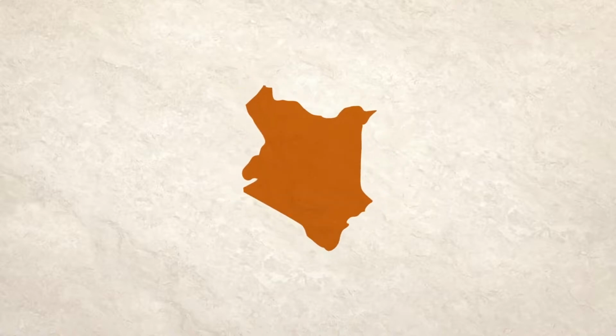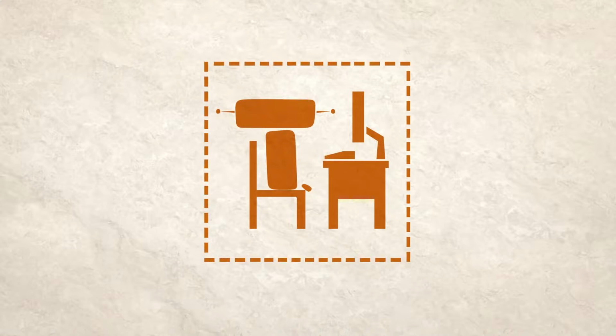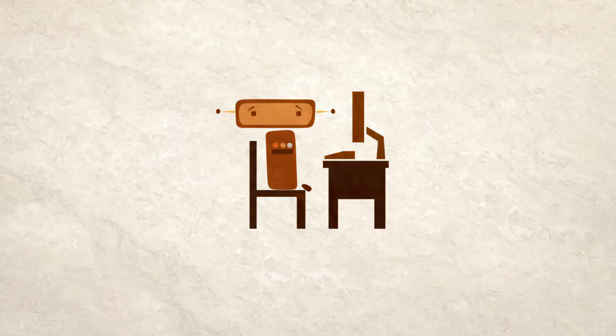Kenya is by no means the only country to bring in surveillance legislation justified by security concerns. But this example is a good demonstration of how seemingly abstract restrictions on online privacy can have physical consequences in the offline world.